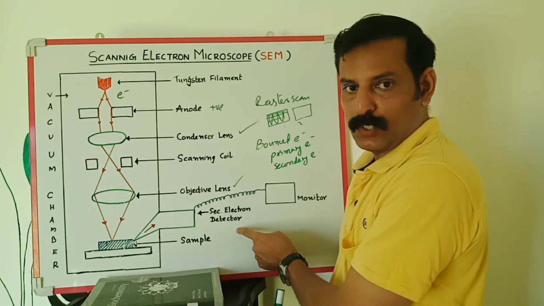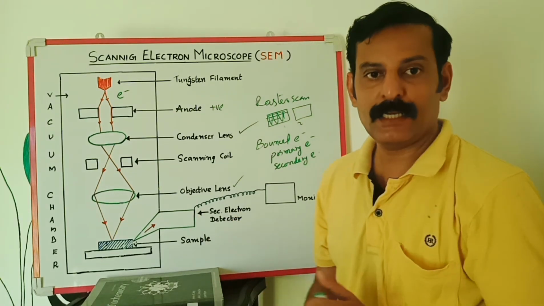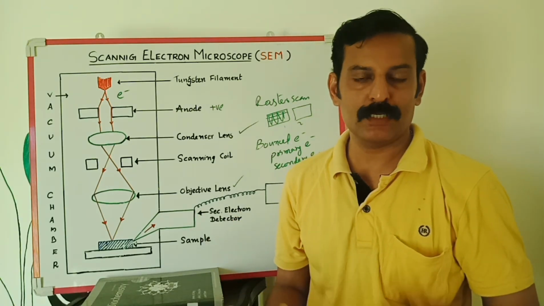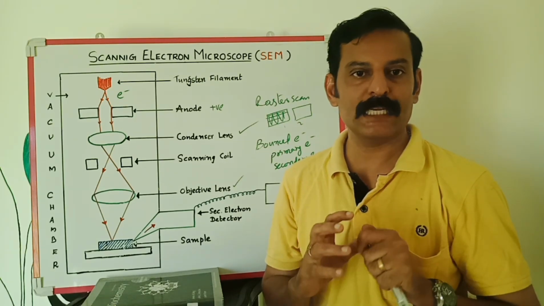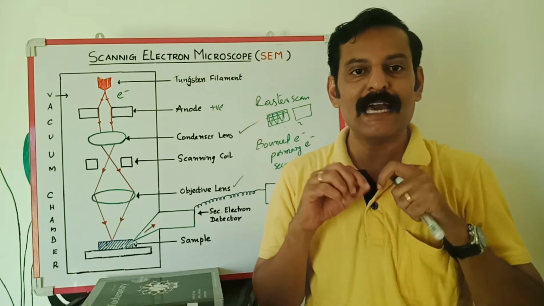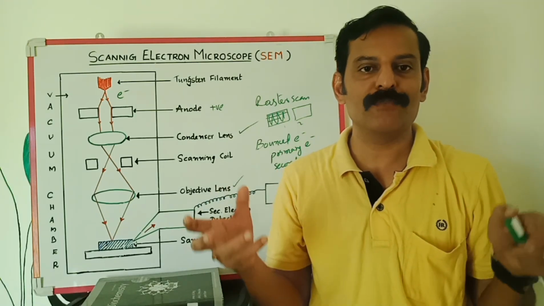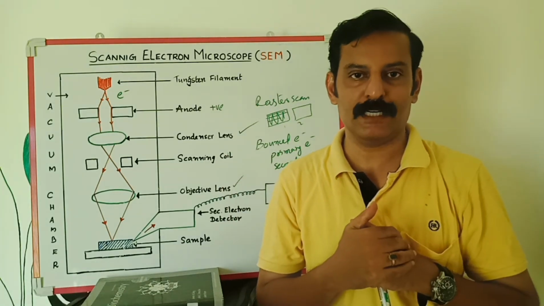This instrument is known as the secondary electron detector. It is connected to the computer, and on the monitor you can observe the surface of the image very clearly. So in the scanning electron microscope we are scanning the surface of the object and we get a clear cut image of the surface topography of that image.